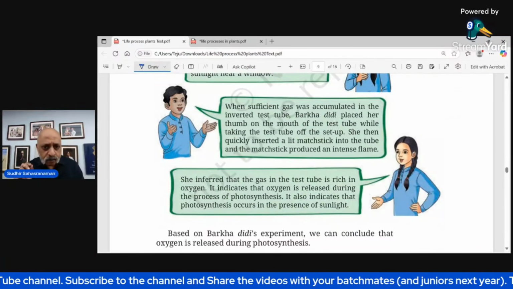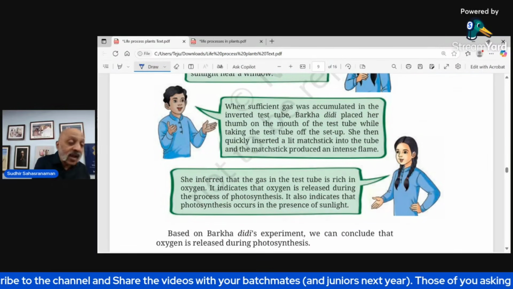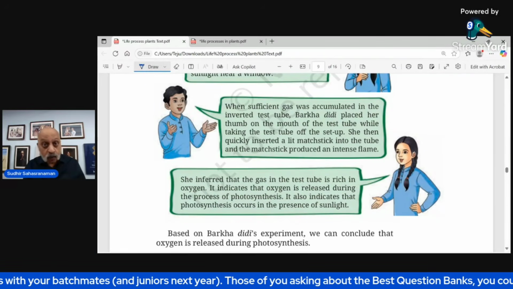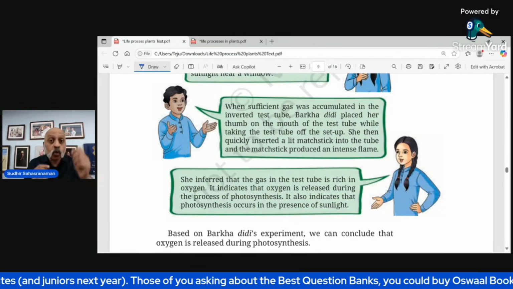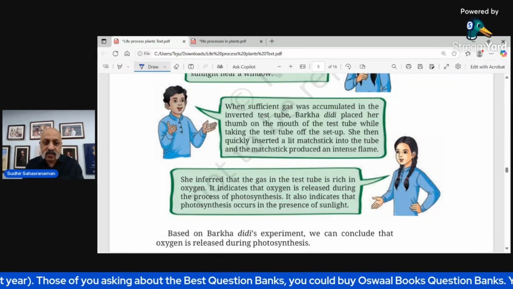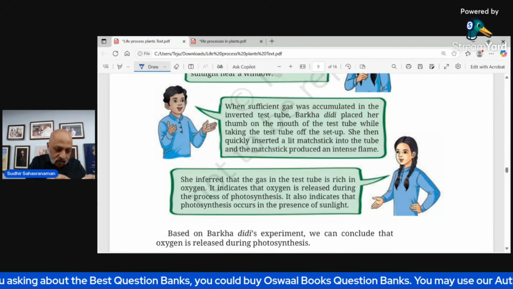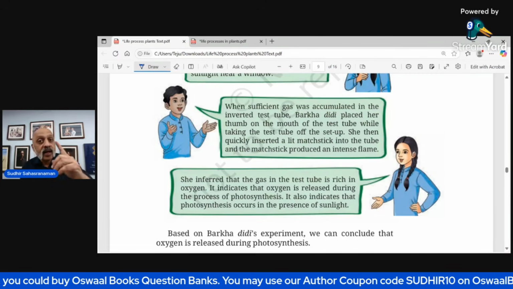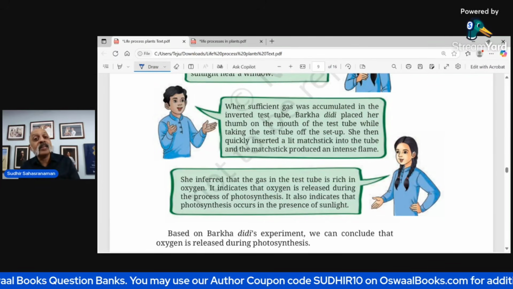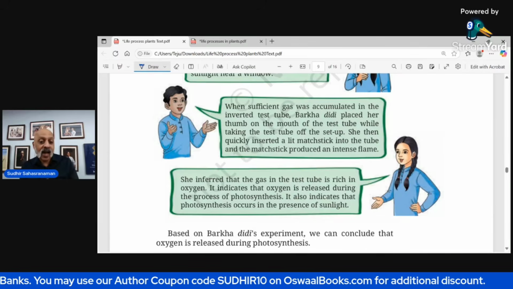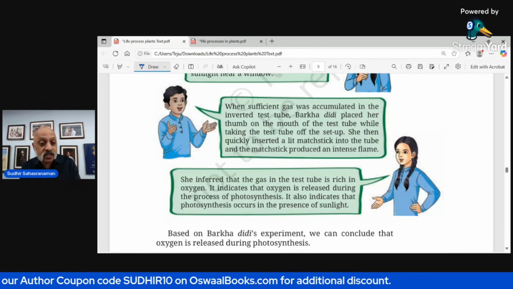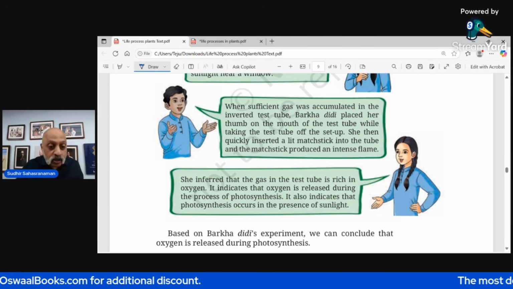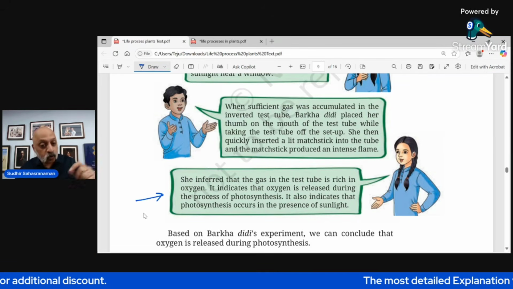But how do you know which gas it is? It could be ammonia, it could be methane, it could be carbon dioxide. We don't know what gas it is. So how do you detect which gas it is? You take a matchstick and try to light it immediately after releasing the gas. If it catches fire, it means oxygen has been produced, because oxygen is the one that helps in fire. So it indicates that oxygen is released in the process of photosynthesis.